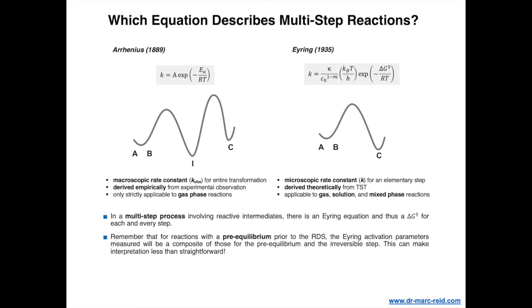Another way to think about this is that there is an Eyring equation and delta G trans for each and every step in a multi-step reaction. If there are any steps before the rate limiting step, then the Eyring parameters calculated will be a composite of all steps up to and including the rate limiting step. In short, the parameters calculated from an Eyring analysis can be very difficult to interpret correctly.